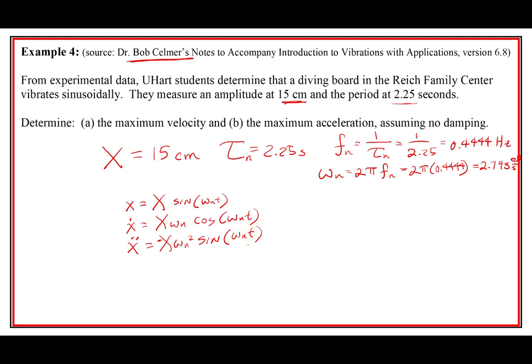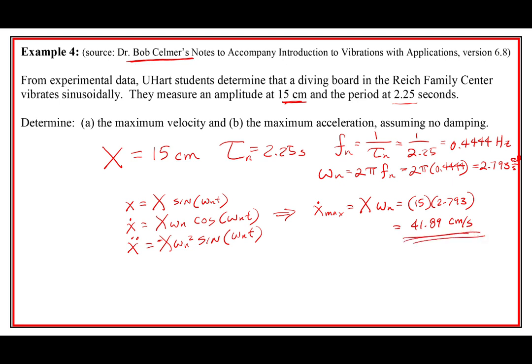And so what is the maximum velocity? Well, it's really just going to be x times omega n. So 15 times 2.793, or 41.89 centimeters per second.